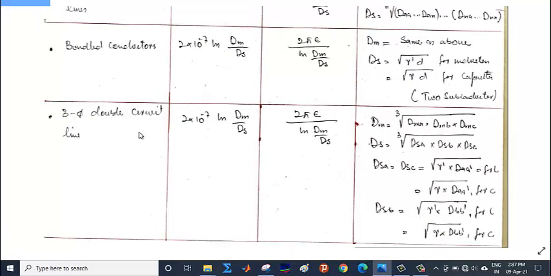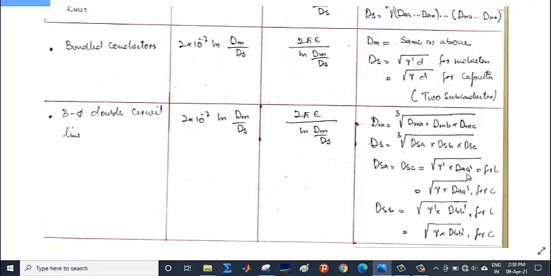Similarly, for a three-phase double circuit line, it is 2 into 10 to the minus 7 ln of dm by ds. Here also it will be similar, 2 pi epsilon ln of dm by ds. Here dm will be equal to the cube root of dma into dmb into dmc, and ds will be equal to the cube root of dsa into dsb into dsc. This dm will be identical in both the cases, but ds will be slightly different. dsa is equal to dsc. We have seen this, they are symmetrical with respect to each other, so they will be equal.